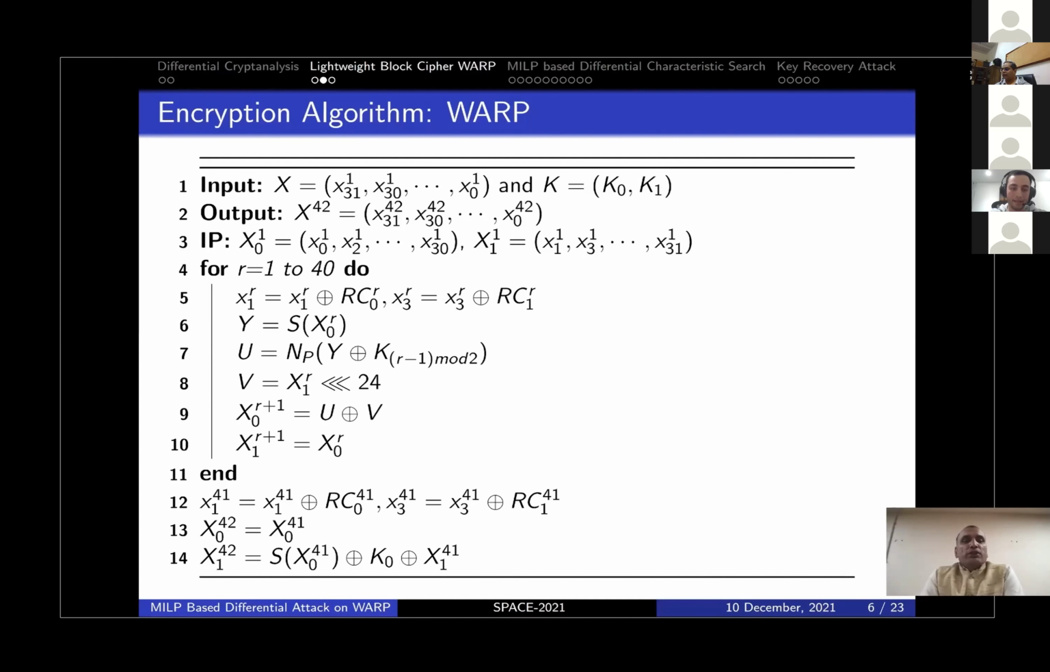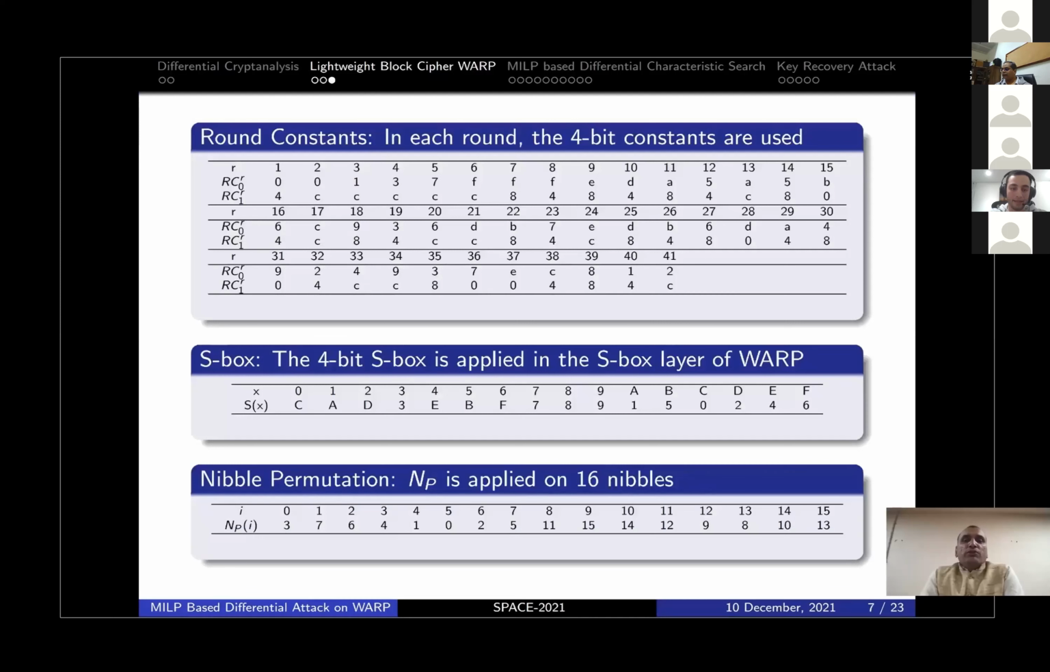These are the round constants which are used in the 41 rounds, where each constant is of size 4 bits. This 4-bit S-box is applied in the S-box layer of WARP, and nibble permutation is applied on the 16 nibbles.